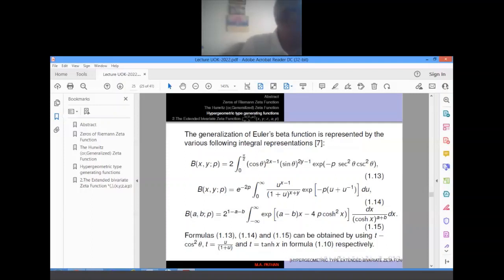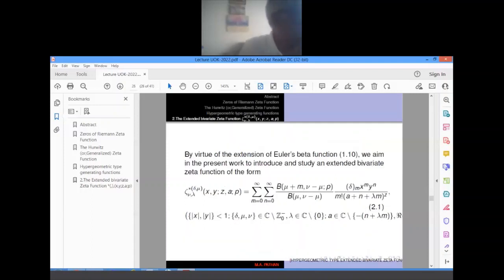Okay, so these are three integral representations. And next, we can say that this is an extension of the Lerch zeta function, which is used here to define the extended zeta function given in the form of a double series and represented by 2.1.